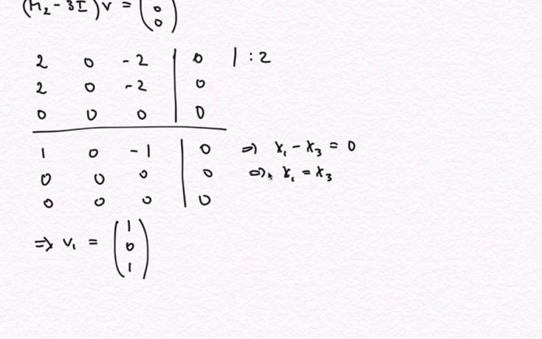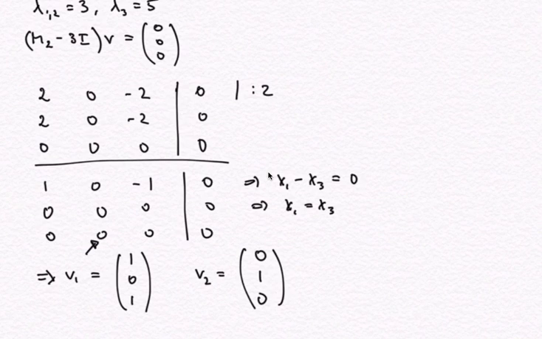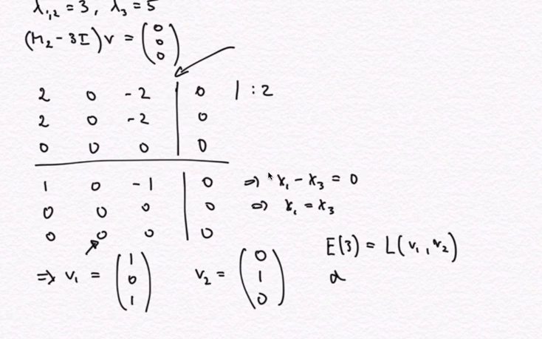And x2, well, x2 can be either 0, or actually it can be anything it likes, because all these 0 coefficients are going to set it equal to 0. So I get a second one right away, which is linearly independent of the first one, which is 0, 1, 0. You can convince yourself, and it's easy to see, that obviously these two vectors are going to solve this system of equations. And so I have two eigenvectors that correspond to the eigenvalue 3. So the eigenspace of the eigenvalue 3 is the linear span of v1 and v2, as given here. And this means that the dimension of this eigenspace is equal to 2.